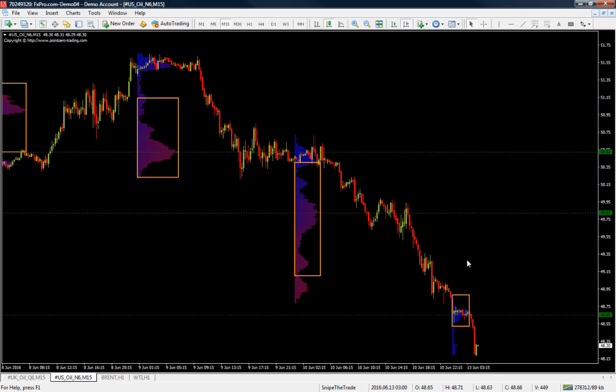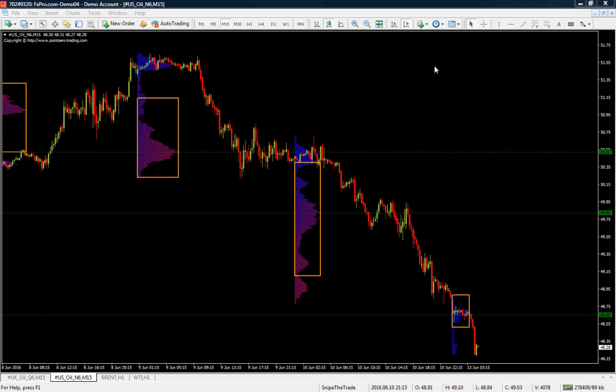You don't need to understand how the market profile is created. What you need to understand is what it shows: the histogram, where the point of control is, and this rectangle, which is the value area. And we have the high of the value area and the low of the value area.